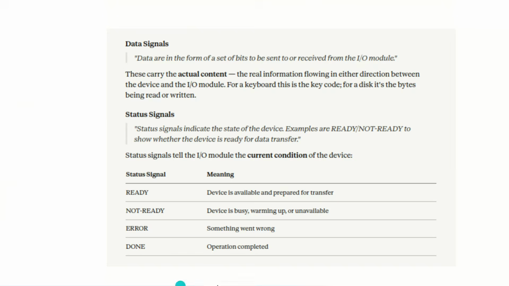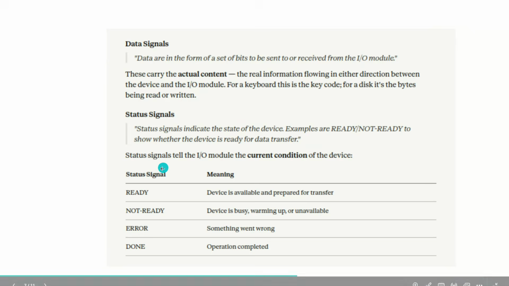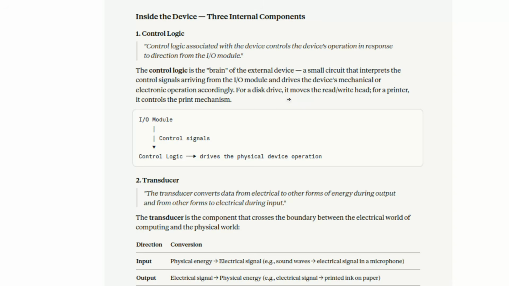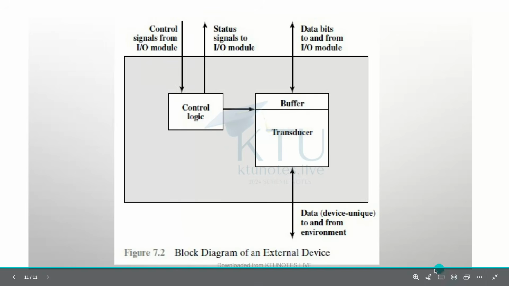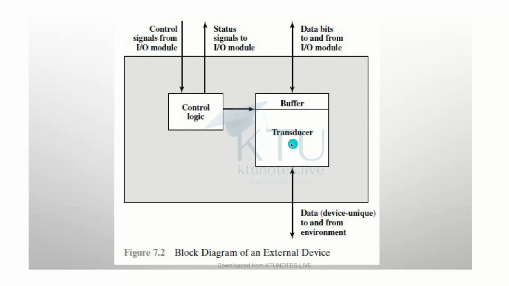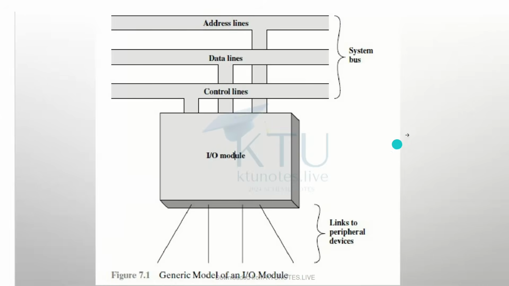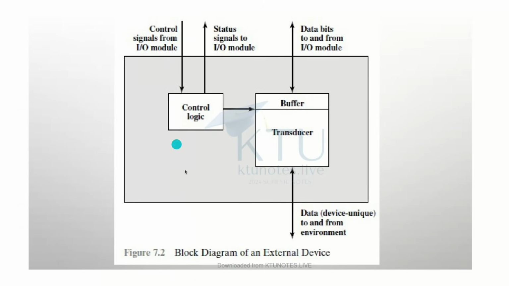Fine. So this much we have understood about the different signals: control signals, data signals and status signals. Now let's understand what is happening inside the device. Inside every external device, there are three internal components: the control logic, the transducer and the buffer. You can see in this block diagram for an external device that there is always a control logic, a buffer and a transducer. These are the three important components present inside the external device.